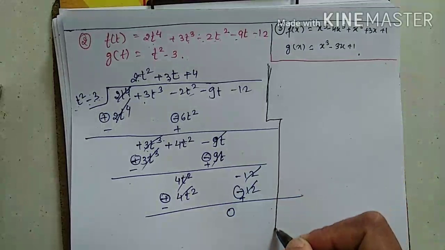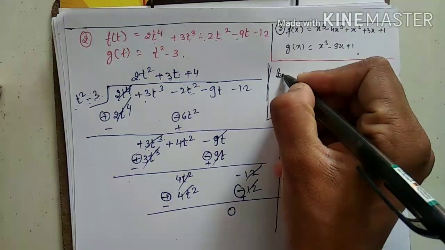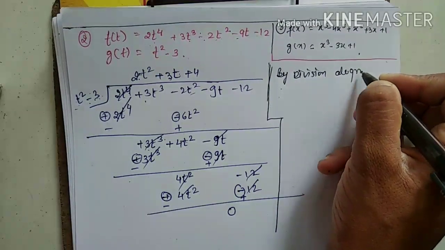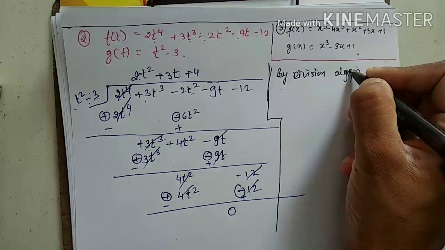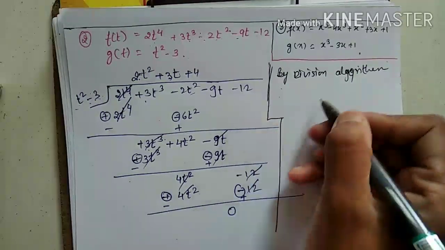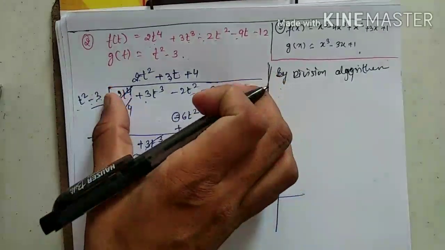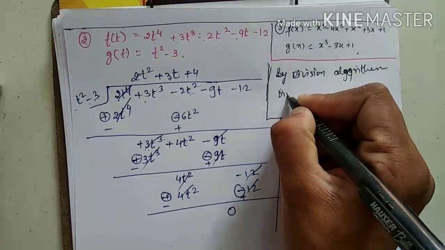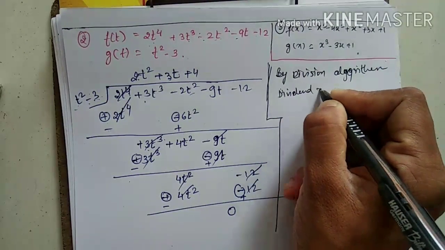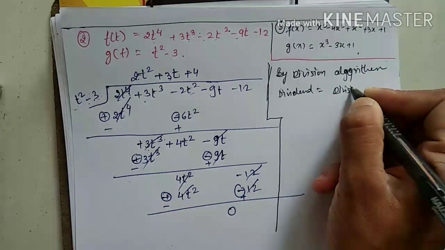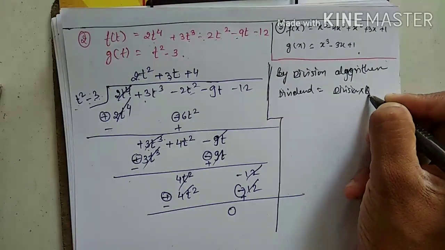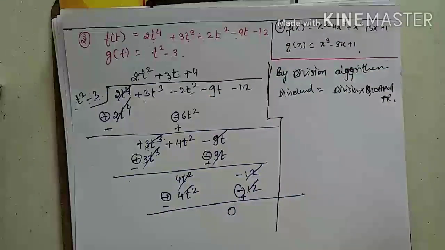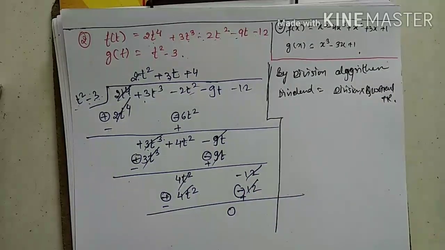Next I am giving you the division algorithm. What is the algorithm? I am not writing it again completely, I am just writing, just understand. Dividend equals divisor into quotient plus remainder. Okay, so I think now you can do it, just multiply, you will get your answer.